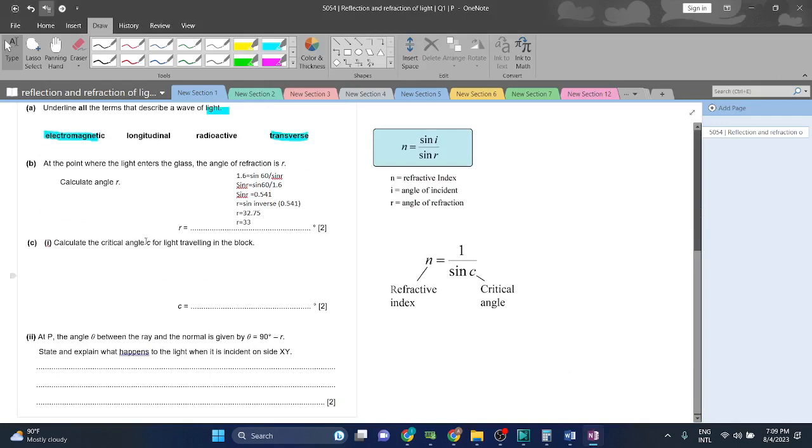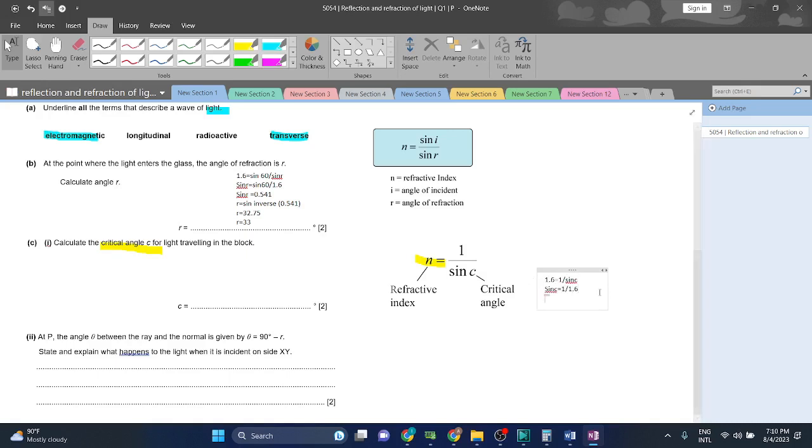Calculate the critical angle for the light traveling in the block. What is the formula for the critical angle? N is equal to 1 by sine C. C is the critical angle, N is the refractive index, and we will first make the critical angle the subject because that's what we have to find. So N, which is 1.6, is equal to 1 divided by sine C. Sine C is dividing here, so it will go and multiply on the other side, and 1.6 will divide. Sine C will be equal to 1 divided by 1.6.